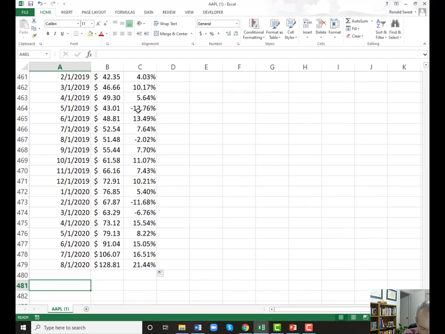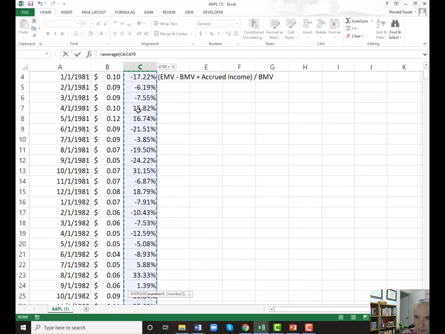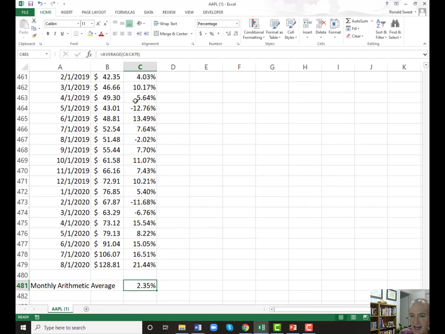So let's do the monthly arithmetic average. And remember, that's really simple. You just do equal average. I'm going to hold your Control and Shift keys down and hit your up arrow. And then close your parentheses. There is the monthly average for Apple stock. That may not sound very high, but that's a monthly average.